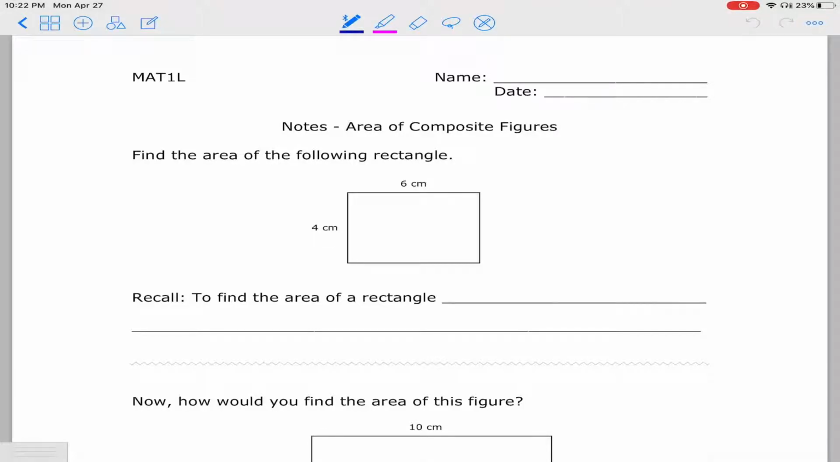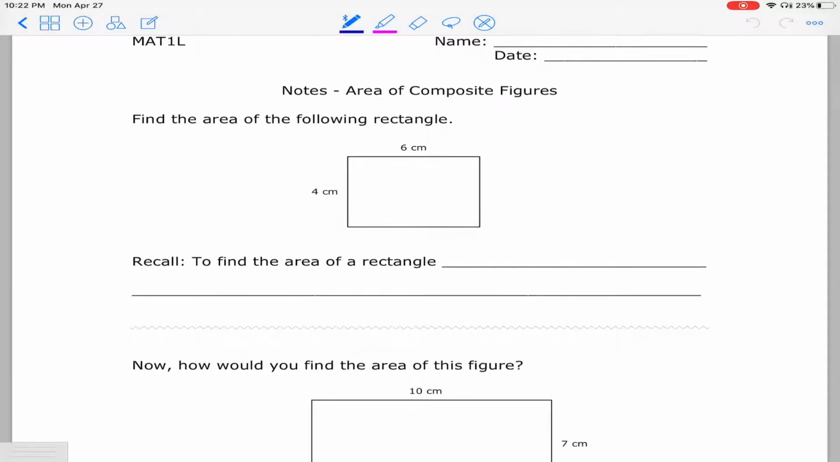Find the area of a following rectangle. Now we did that before and it's quite simple and easy enough. And remember, we first need to label which one's the length and which one's the width, and then we multiply those two together to find the area of a rectangle. So here recall, to find the area of a rectangle, what we do is we multiply length and the width.